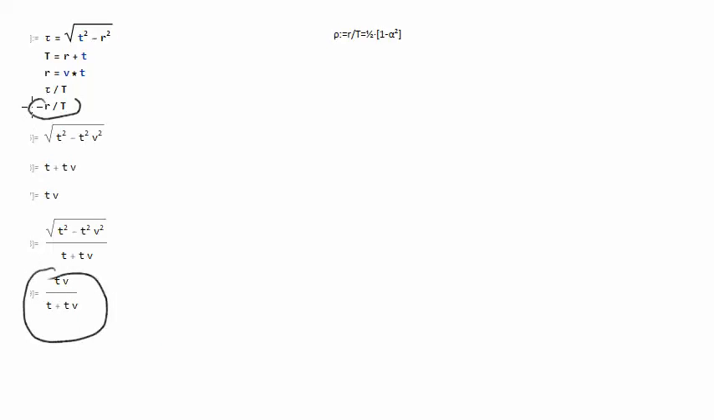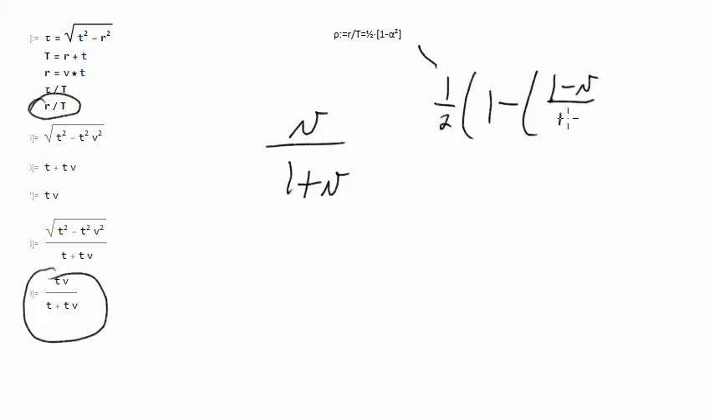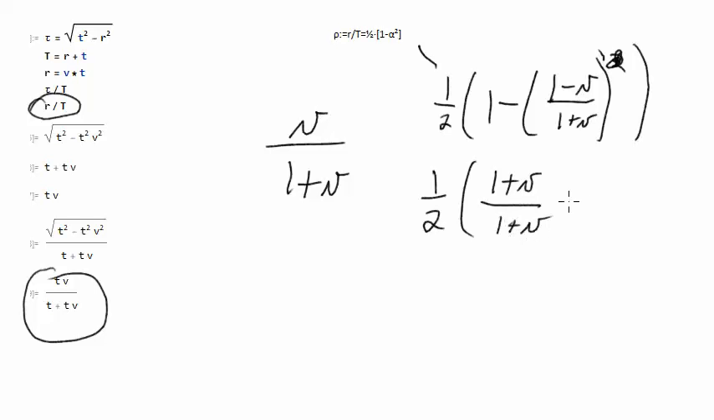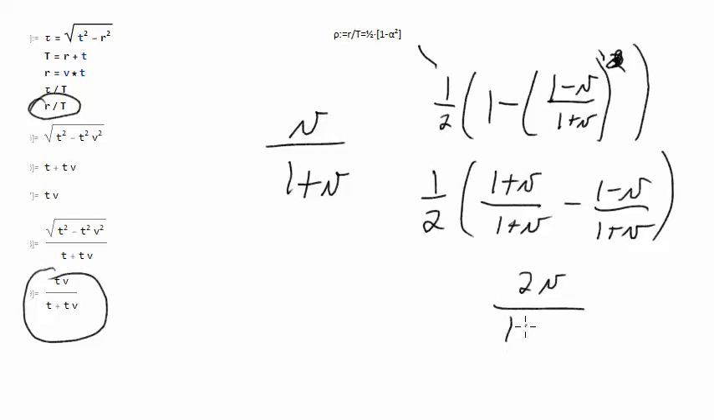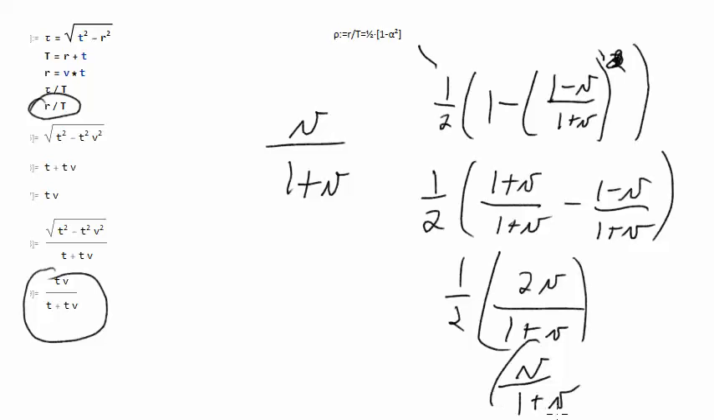And basically what came out of r over t was v over 1 plus v, which he had as the square root of 1/2 times 1 minus alpha squared, which would be 1 minus v over 1 plus v, which would be 1/2 times 1 plus v over 1 plus v minus 1 minus v over 1 plus v. 1 minus 1 is 0, v minus negative v would be 2v over 1 plus v, taken to the 1/2 would indeed be v over 1 plus v. So yeah, it comes out the same.